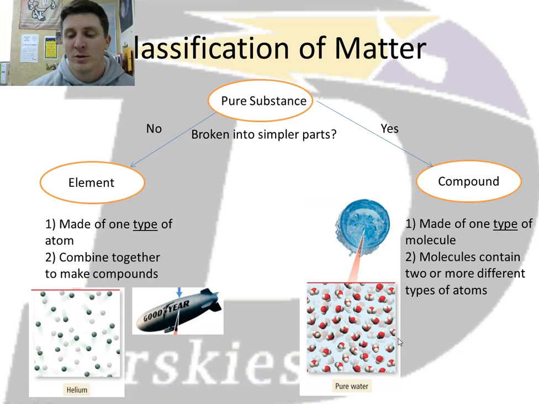Water, or pure water, would be a compound because it contains two different elements, H2O. You've probably heard of that chemical formula. Well, water is made of 2 parts hydrogen, 1 part oxygen, so those two elements combine together to form the compound of water.